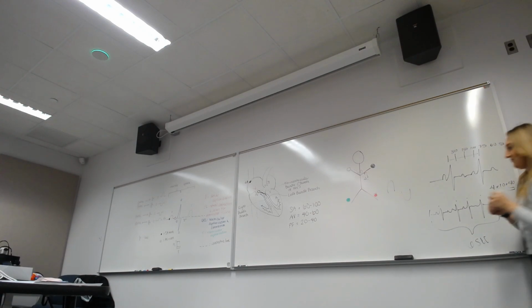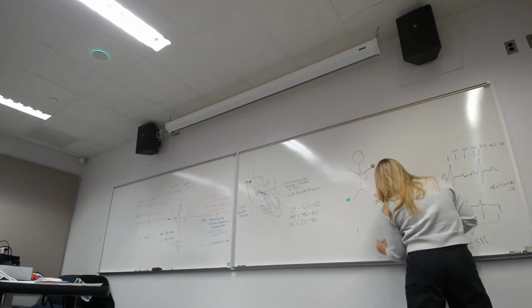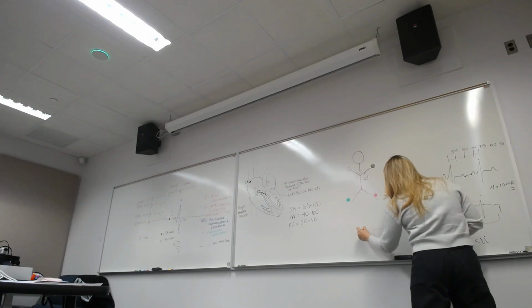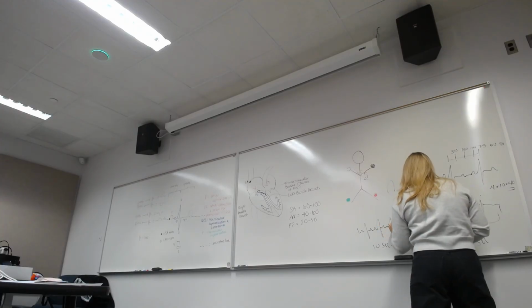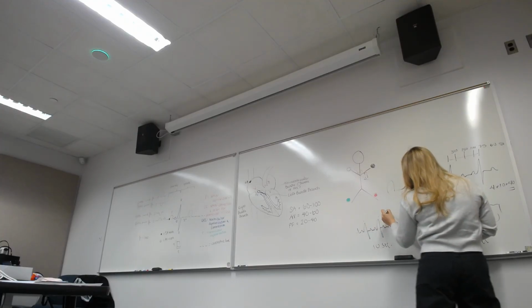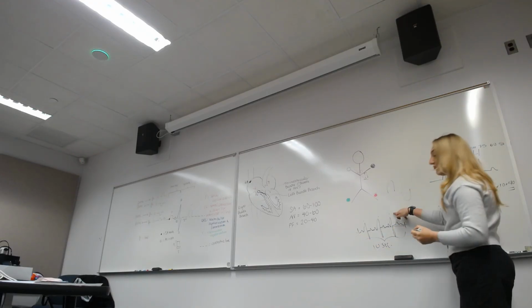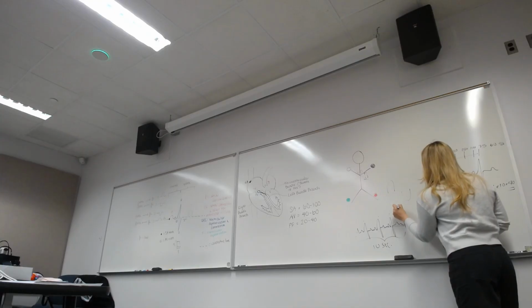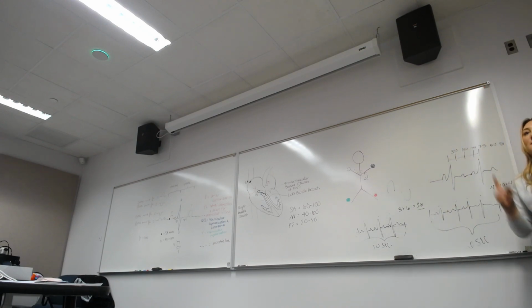I can also do the same thing if I have a 10-second rhythm strip. If I know that this is 10 seconds, and I have 3 beats in that 10 seconds, what do I need to multiply by? Then I have 36 beats per minute.